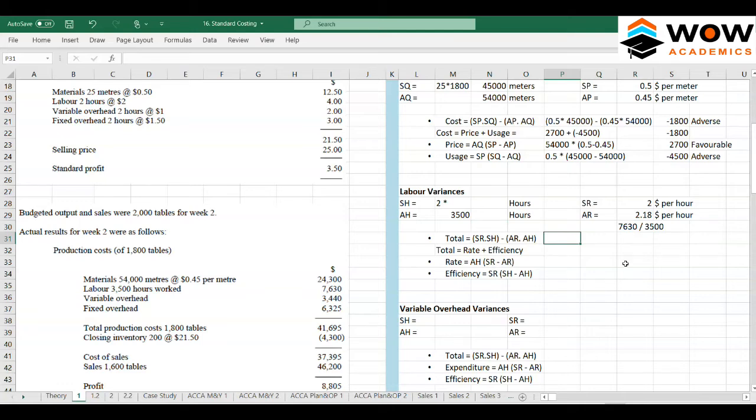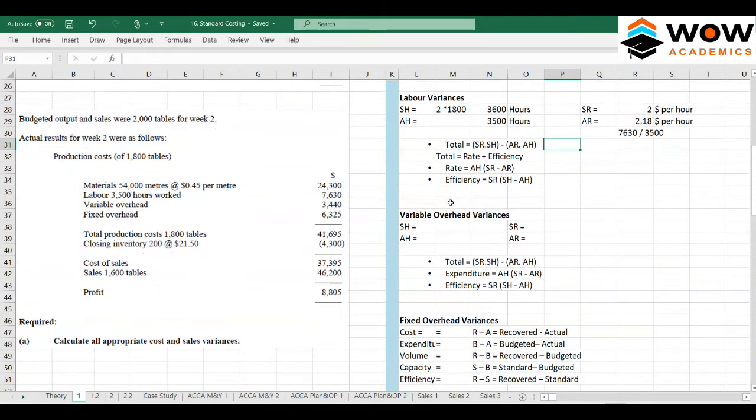And I think we have not finished with standard hours. Standard hours: 1 unit will take 2 hours. How many units did we produce? We produced 1800 products, so it should have taken 3600 hours. You can check whether you computed correctly; these numbers should be similar: 3600, 3500. Here also it should be similar: 2 and 2.18 are a little bit similar. So we got these numbers.